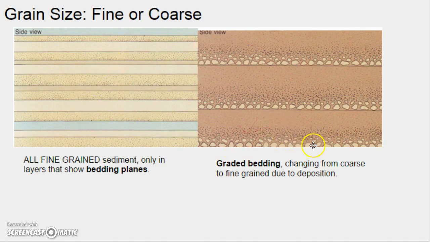And graded bedding is it changing from coarse to fine-grained due to deposition. So we get this sequence here. We get the coarse, we can call them pebbles, and then into cobble, into sand, and into silts and clays. And you just get a recurring pattern here. So these are graded bedding. Graded means you go from bigger to smaller, coarser to finer. Whereas here we have bedding planes that are based on, these are all fine-grained sediment.